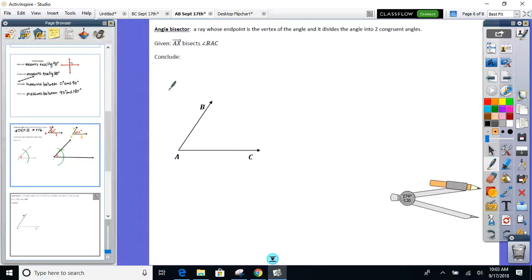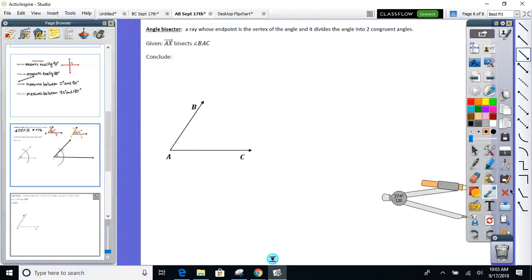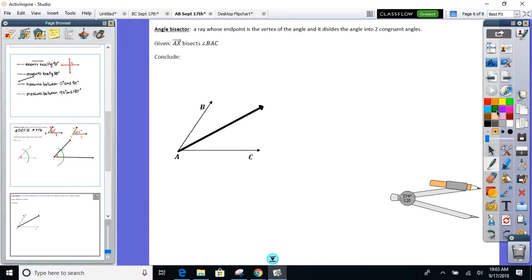I don't know why we're drawing slashes through the angle here. Remember, Ray AX. A is the endpoint, followed by a line past it. We're not looking for greatness. Make sure it's AX. So make sure X is somewhere on there. What's that ray doing? Bisecting, cutting it in half.